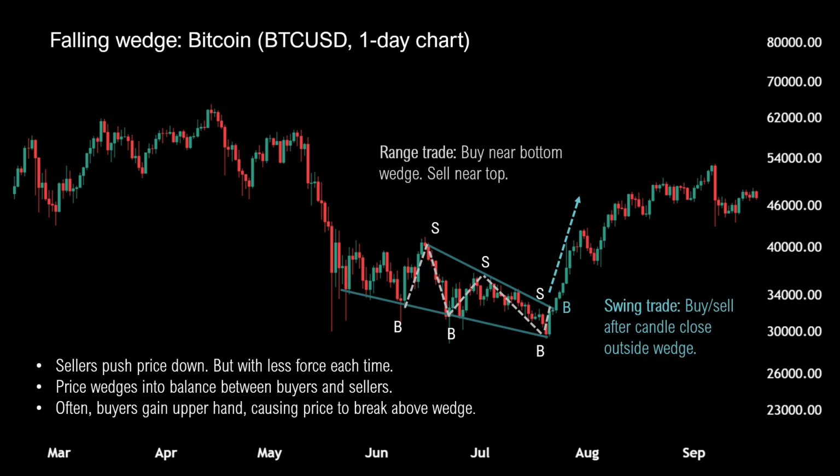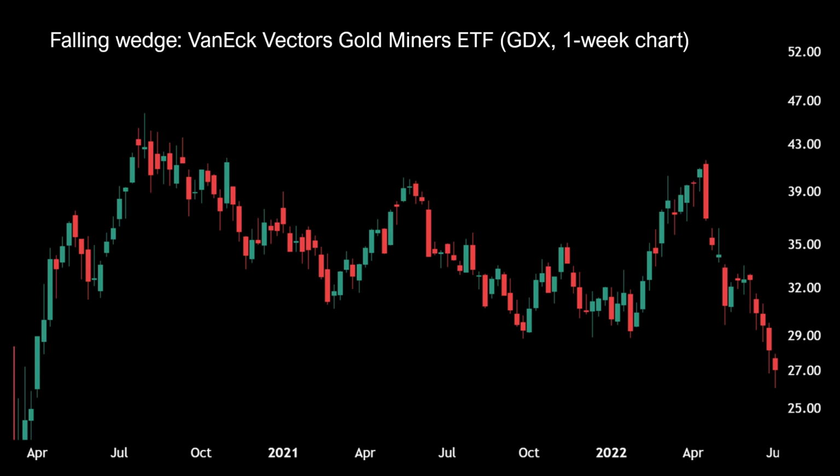Now, keep in mind that falling wedges can also break to the downside rather than to the upside, which is less common. So if they do break to the downside, the strategy would be to enter a swing trade by shorting the asset instead. Here's another example of a falling wedge, and this one's for the Van Eck Vectors Gold Miners ETF, and that's ticker GDX in TradingView. Here's the wedge in dark teal, and there's the breakout in grey.